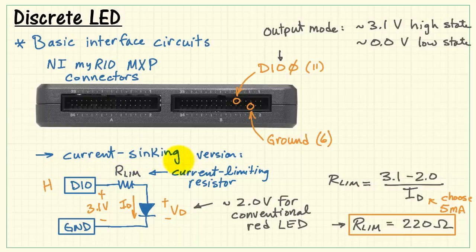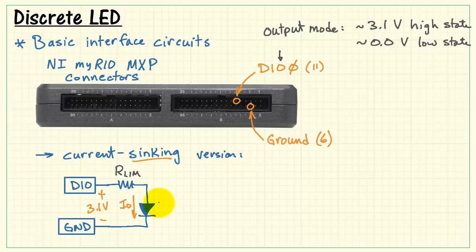Now let me acquaint you with the current sinking version, and I'll kind of develop this based on what we know about the current sourcing version. Current sinking works like this. We still need to flow current in this direction through the diode. We could also accomplish that by, instead of using ground, using a digital output right here. Then to establish this voltage of roughly 3 volts, we can change this out to the positive 3.3 volt supply. Now we can establish this voltage of around 3 volts by ensuring that our digital output is set low.